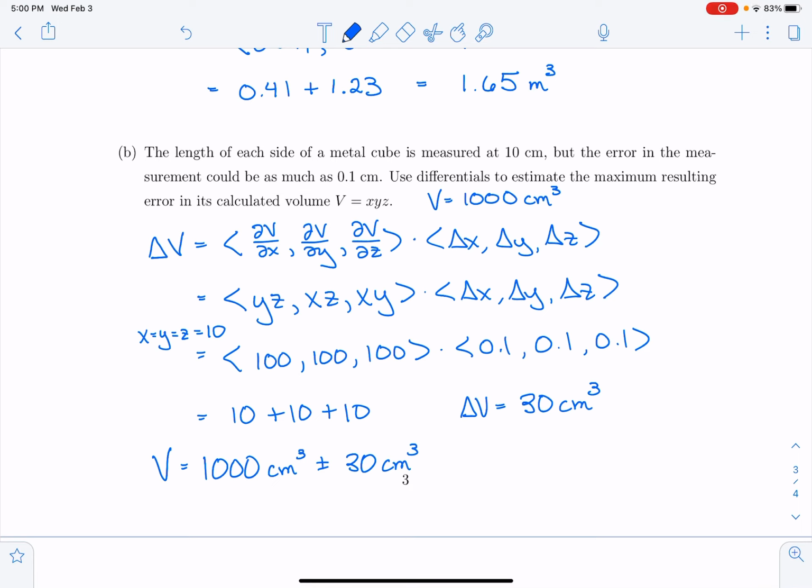I want you to notice that the units worked out in this case. You can see that this is in centimeters squared, this one's in centimeters squared, that one's in centimeters squared, and then these measurements of error are all in centimeters. So when we do the dot product, we do get centimeters cubed. And so differentials are often used to help understand what the errors might be resulting from error in measurement.